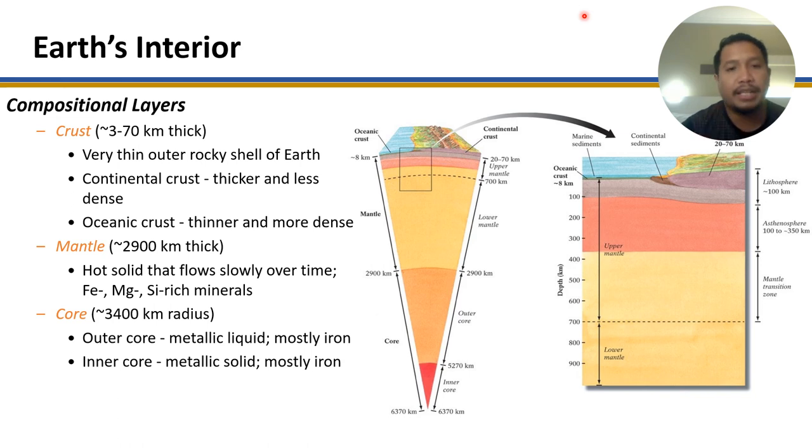The compositional layers of the earth are important for a number of reasons. They help us to understand the structure and the compositions of the earth, and they also help us to understand how the earth has developed and evolved over time. For example, the movement of the tectonic plate is driven by the flow of the mantles and the earth's magnetic fields generated by the movement of the liquid irons in the outer core.